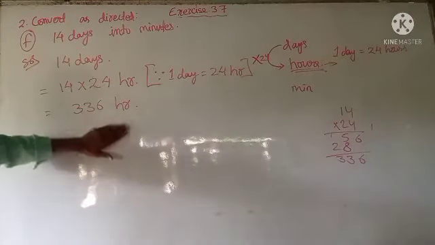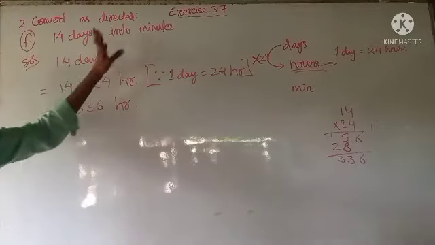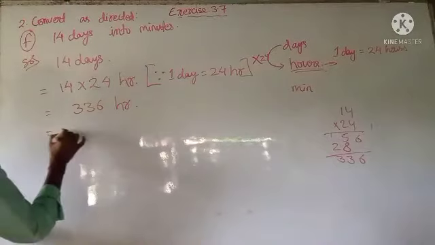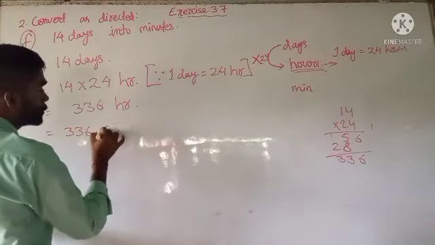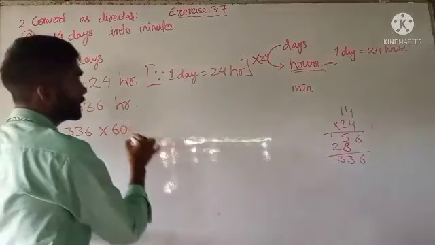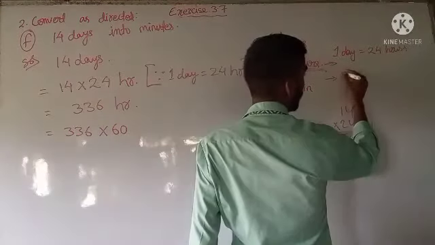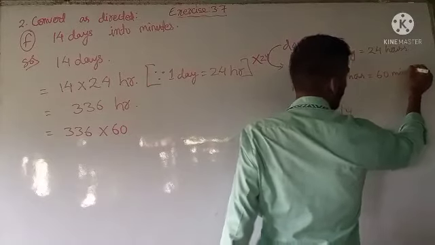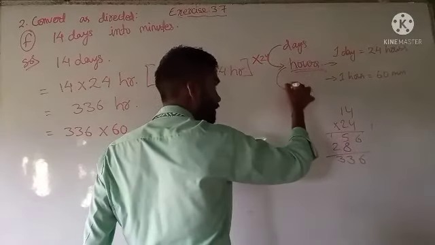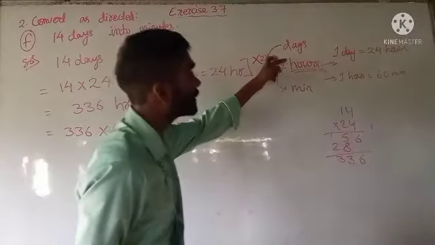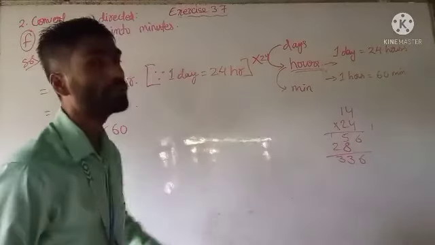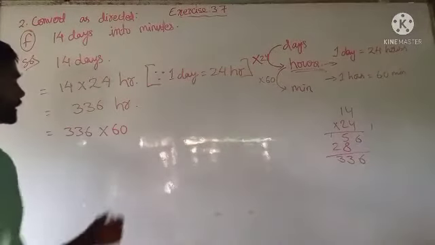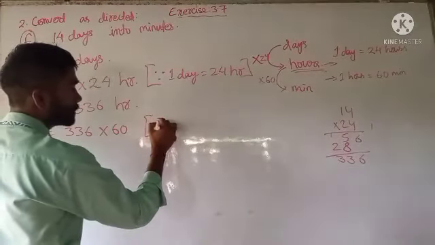Now this hour we will convert again into minute, because we are asked to convert days into minutes. So 336, we need to multiply again with this 60, because in 1 hour it has 60 minutes. Now again, from greater unit we are converting into smaller unit. When we are converting from greater unit to smaller unit, we need to multiply. So we will multiply here with this 60.